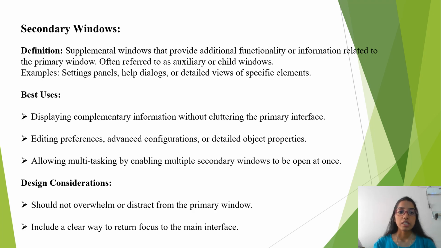The uses of these secondary windows are displaying complementary information without cluttering the primary interface, editing preferences, advanced configuration, or detailed object properties, and allowing multitasking by enabling multiple secondary windows to be open at once. These are the uses of these windows in user interface design. Next, design considerations: they should not overwhelm or distract from the primary window. They should include a clear way to return focus to the main interface.